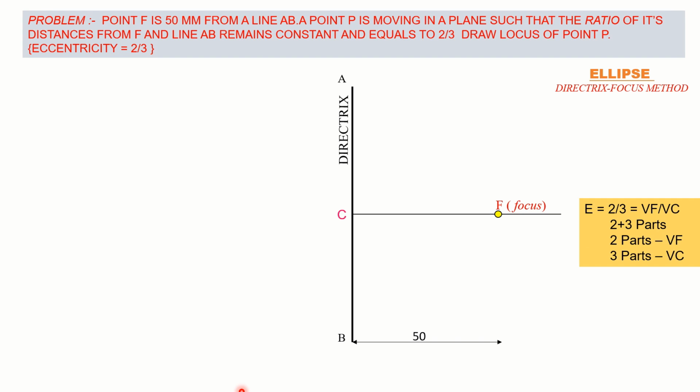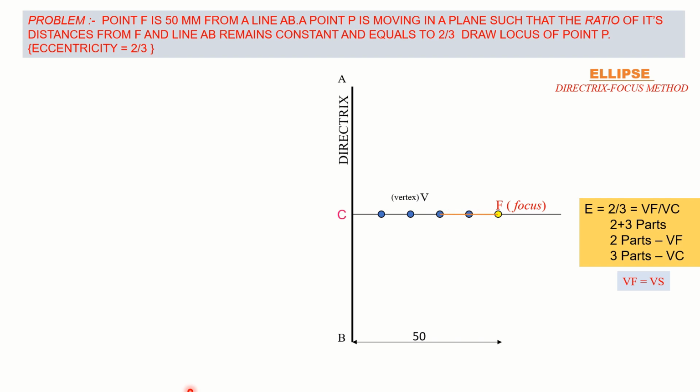So what I'm going to do is divide the CF into 5 parts like this. I have divided the CF distance into 5 parts, and I am fixing the vertex at the third. From C to V it is 3, and from V to F it is 2. So our eccentricity ratio is fulfilled. 1, 2, 3: CV will be 3 parts and VF will be 2 parts.